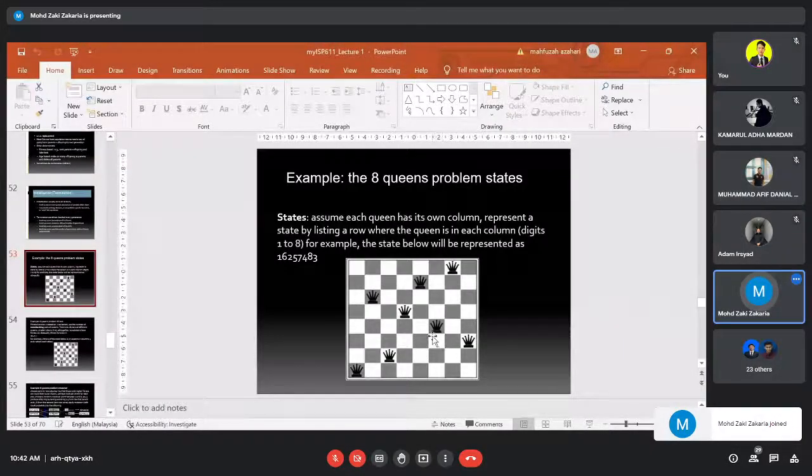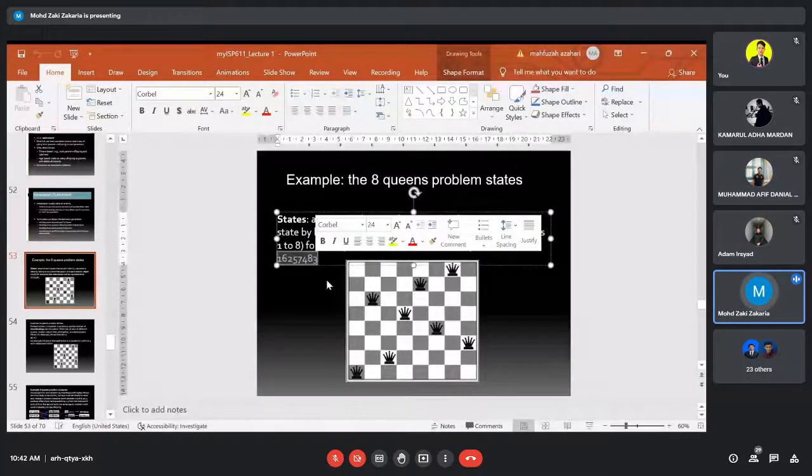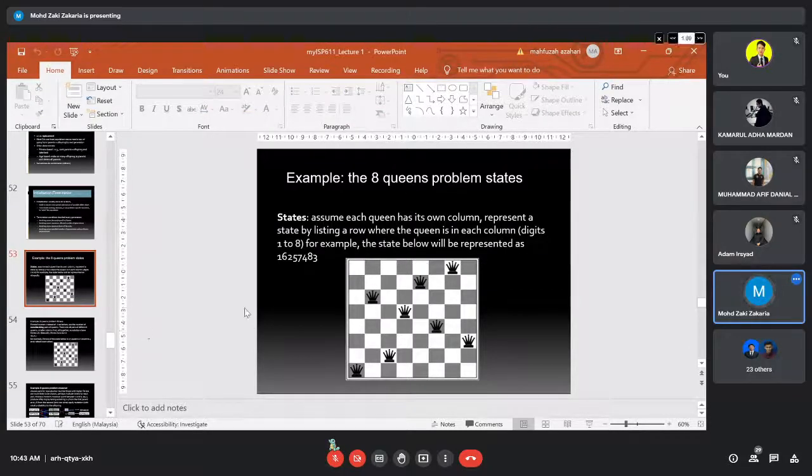Consider this figure. This figure represent, or this number ni represent this figure ni. 1625. Yang ni you faham ke macam mana nak tulis? Macam mana nak draw? Kalau nampak ni. Faham kan? Okay, satu. For second digit for row number 2. Third digit row number 3. Okay, yang ni okay, clear.